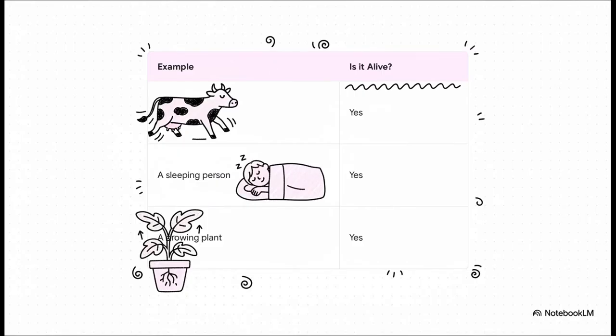Okay, now look at these examples. A running cow. Yes, it's moving, so we say it's alive. Easy. But what about a person who is sleeping? They are hardly moving at all, maybe just breathing a little. But are they alive? Of course they are. And now what about a plant? It doesn't walk or run, but we all know plants are living things. So, you see, visible movement can't be the only answer.